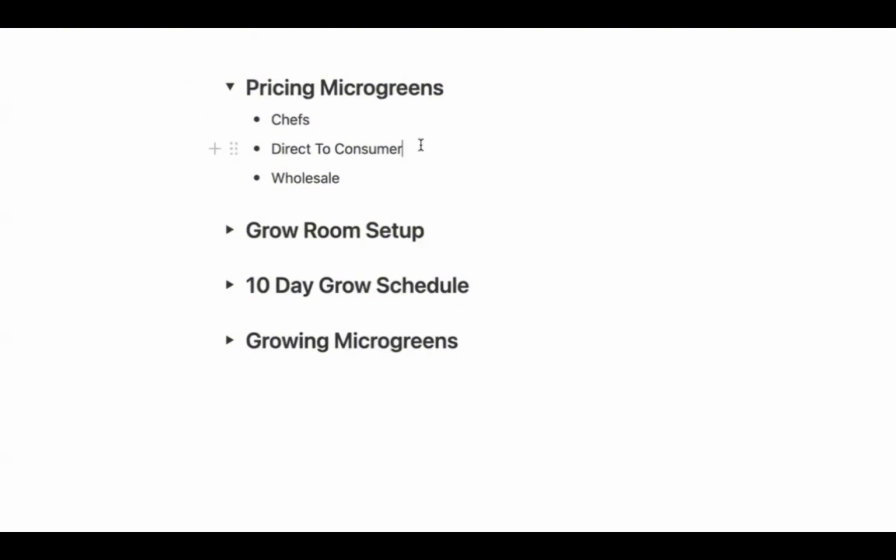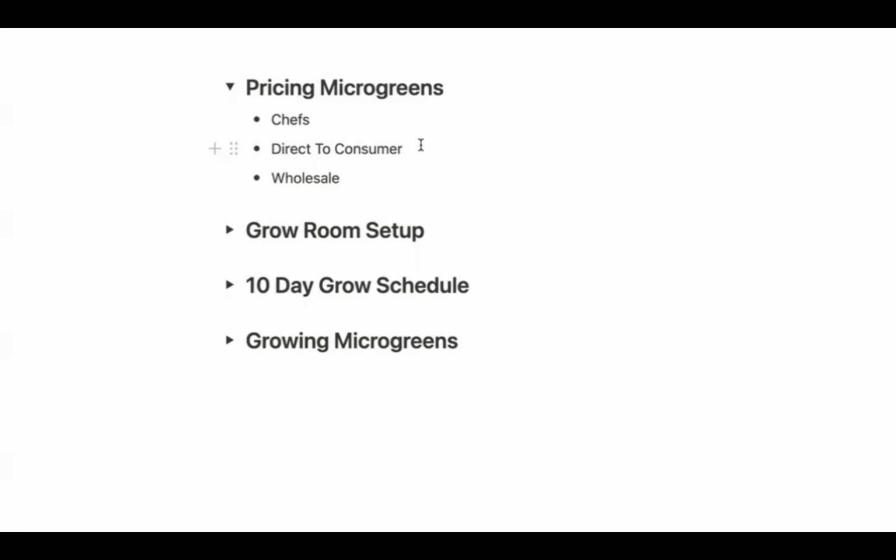The next is direct to consumer. So I do 1.5 ounces of basic microgreens and then 3 ounces of pea shoots or like sunflower shoots. And again, that's weight. We sell them retail for $5 here. I've seen people do $6, $7. Some people do like 2 ounces of the basic micros in a container, and then they'll sell that for $6 or $7. So it just depends for direct to consumer.